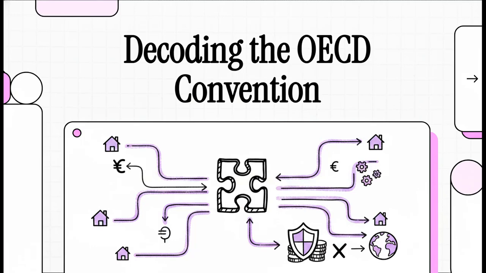Welcome to The Explainer. Today we're tackling an absolute monster of a puzzle in international taxation, the OECD Model Convention, and specifically how to actually avoid getting taxed twice. It's a high-stakes world out there with incredibly strict rules and branching paths. But don't worry, we're going to break this whole thing down step by step.